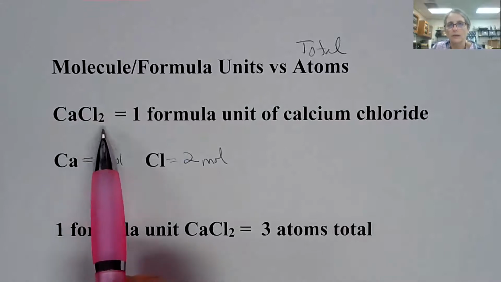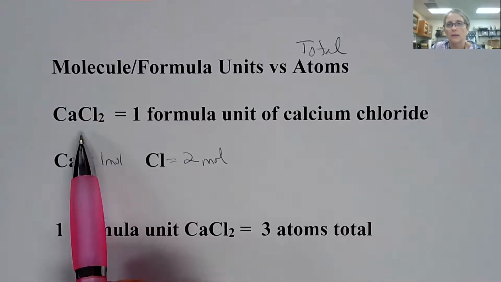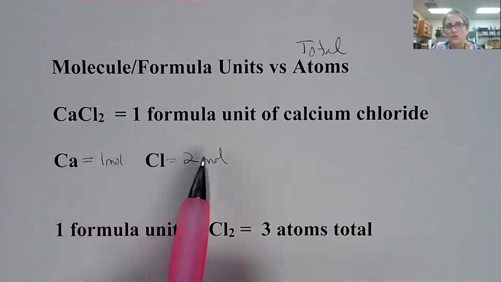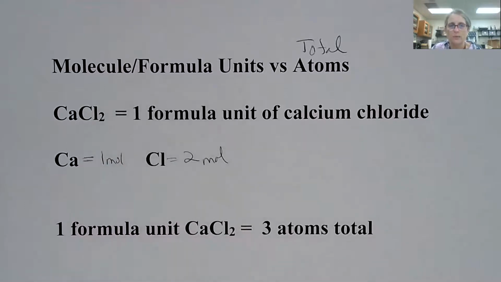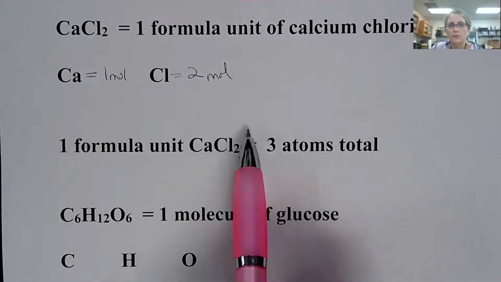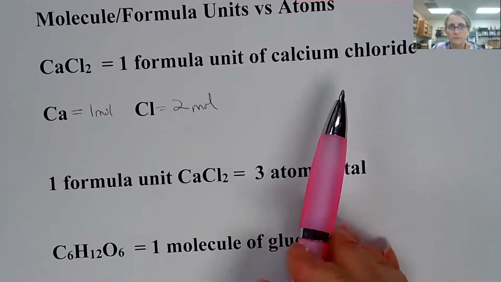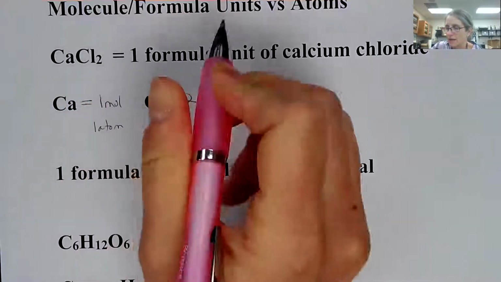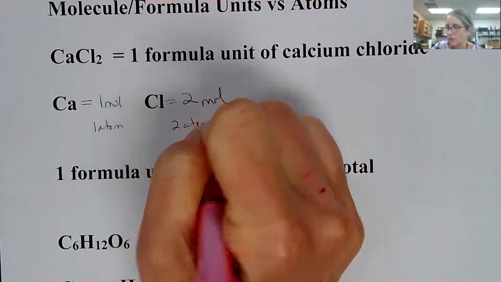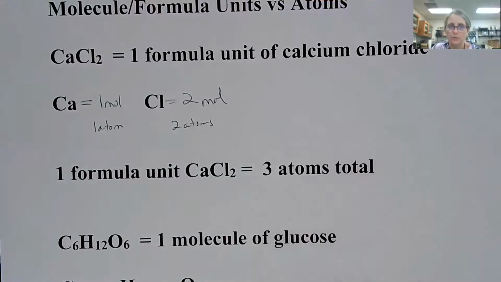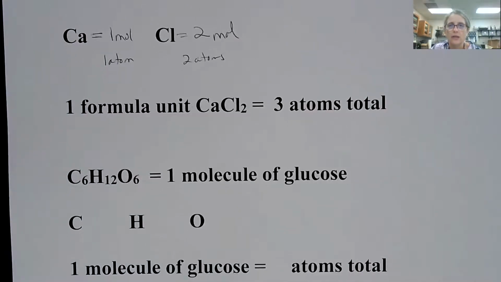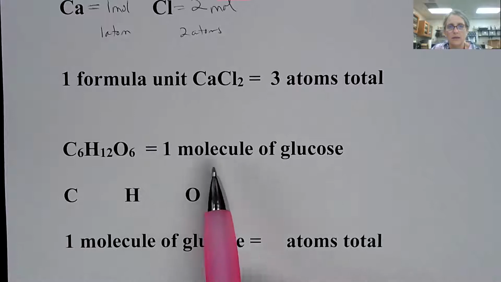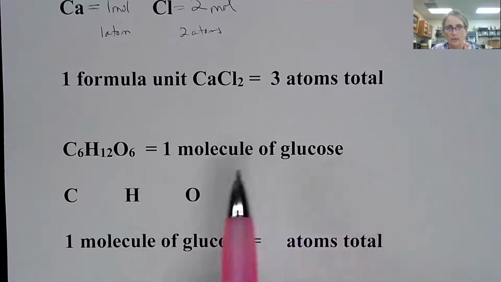So anytime we're looking at a formula, the numbers you see on the bottom are essentially the moles. That's how everything is broken down. So I have a total of 3 atoms when we are talking about this. I have 1 atom of calcium and 2 atoms of chlorine, so they add up to a total of 3.